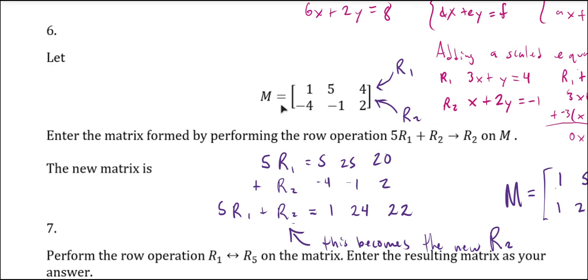So let's look at problem 6 here. They're asking about some particular row operation like I just gave an example of. This is our r1, this is our r2, and what if I wanted to do 5 times r1 plus r2 and store it as r2?